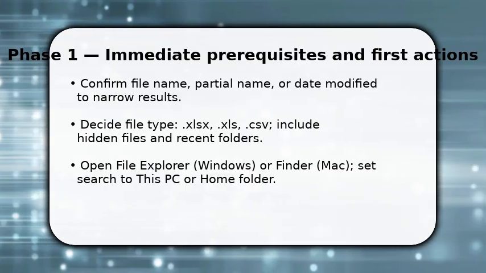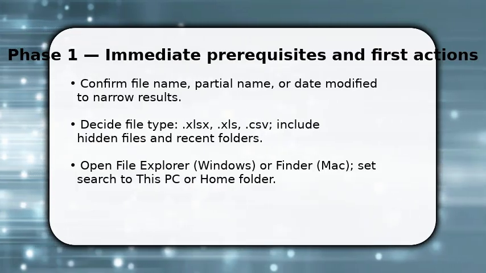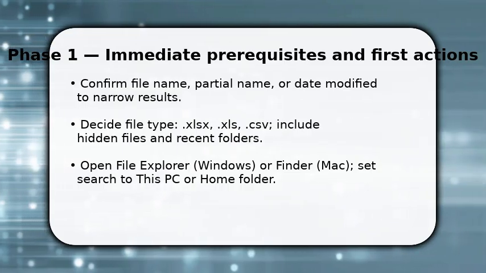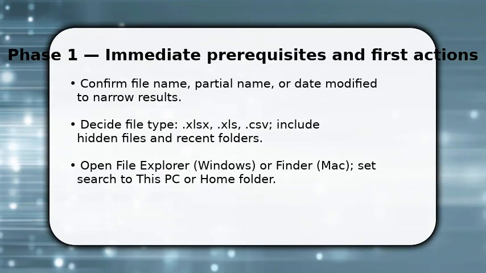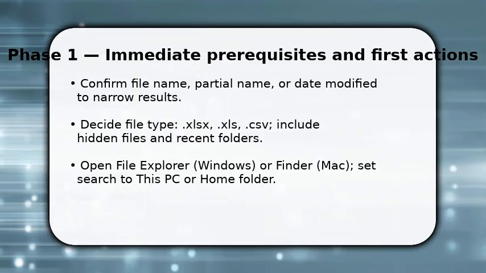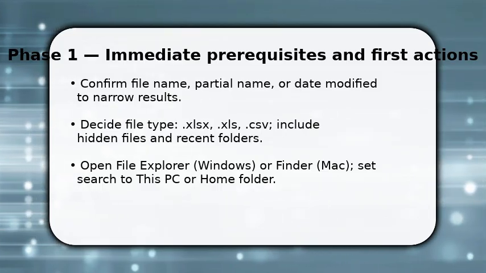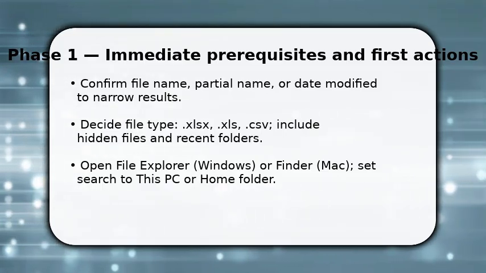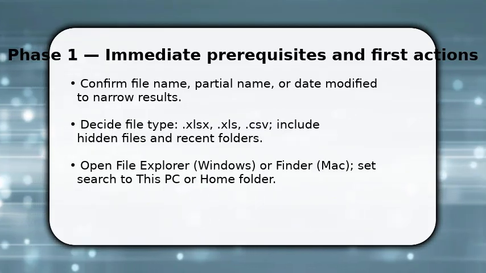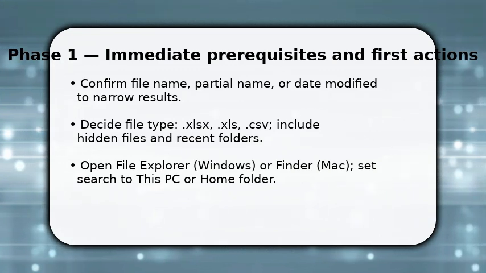You begin by collecting the minimal facts that get results: the exact or partial file name and whether it's XLSX, XLS, or CSV. Once done, open File Explorer on Windows or Finder on Mac and set the search scope to this PC or your home folder so nothing is missed. Make sure to enable showing hidden files and include recent folders. This reduces false paths. Now type the name or wildcard and proceed. This first action narrows the entire hunt.